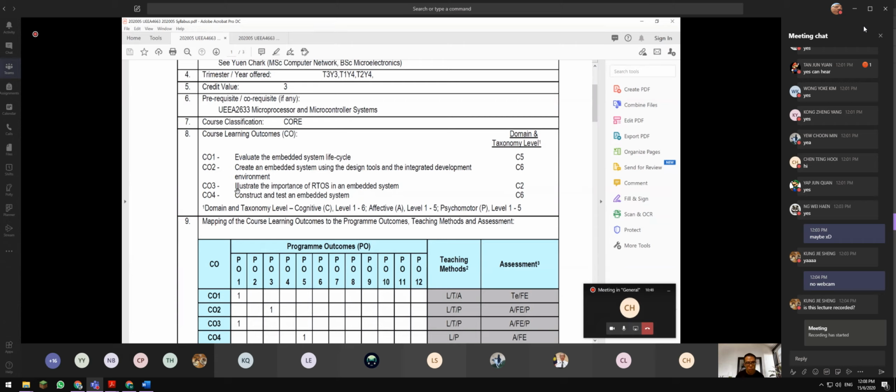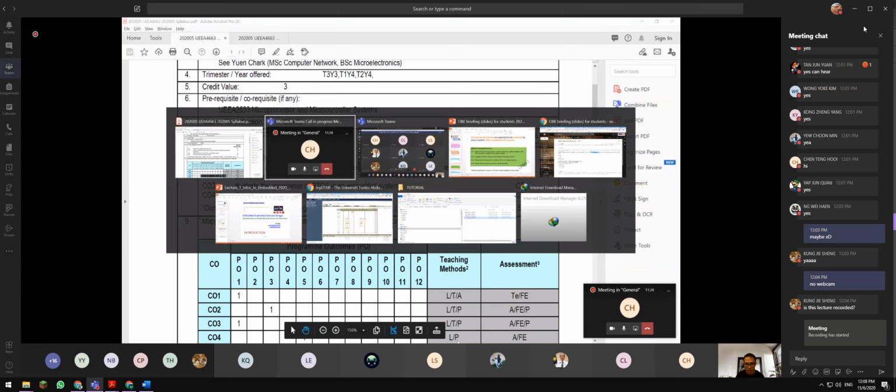For course outcome three, you're able to illustrate the importance of RTOS. You must understand why a real-time operating system is so important in embedded system design. Finally, you're able to construct and test an embedded system design. You're able to design from scratch: I give you components, and you're able to design an embedded system project based on the specification given to you, and you're able to test it and debug it. So these are basically the 4 COs of this subject this semester.